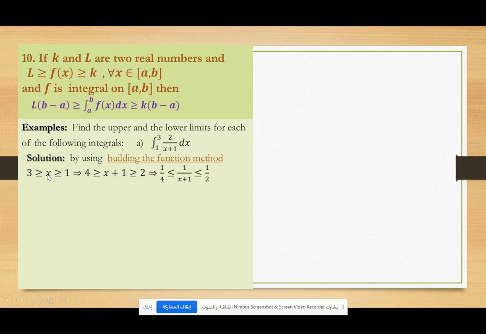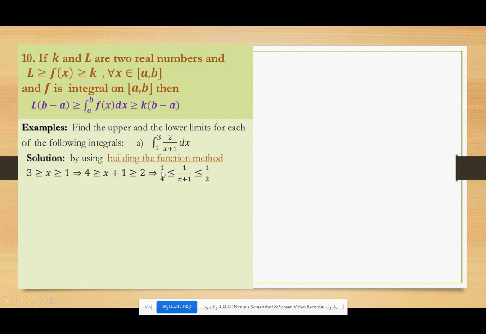x should be added by 1, so we're going to add 1 to each. This will be 4 bigger than or equal to x plus 1, bigger than or equal to 2. I add 1 to each. And adding and subtracting do not change the inequality symbol. Only if you multiply or divide by a negative. Then you need to flip each.